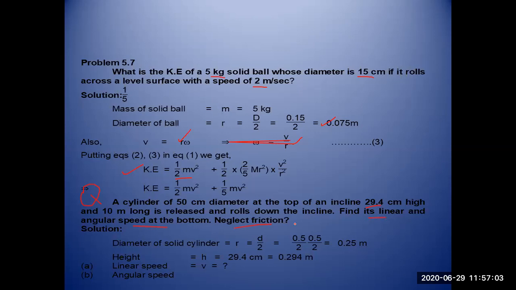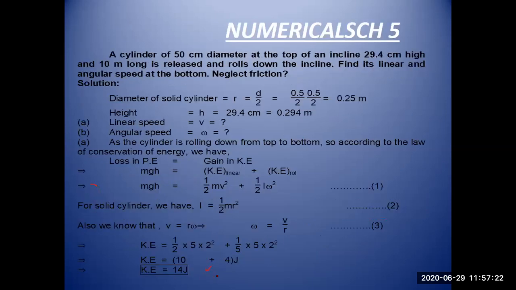First of all, we will convert the diameter into radius, and then the height is given, and this height is given in meters. So linear speed and angular speed, these are the two tasks which you are given to calculate. So here it is. This was the question.